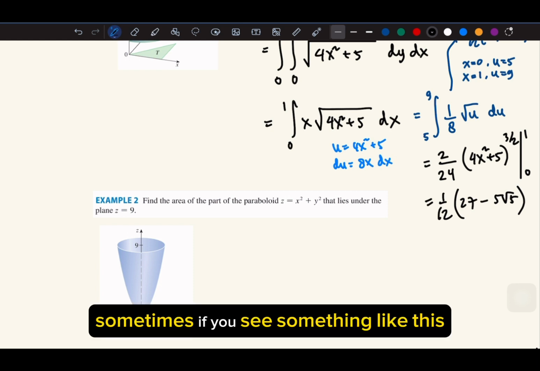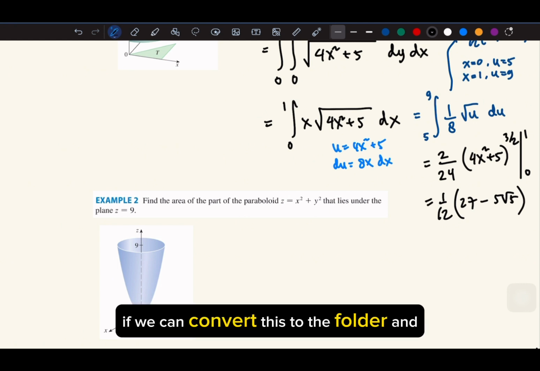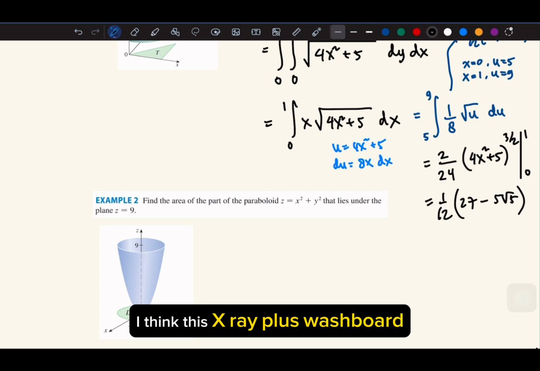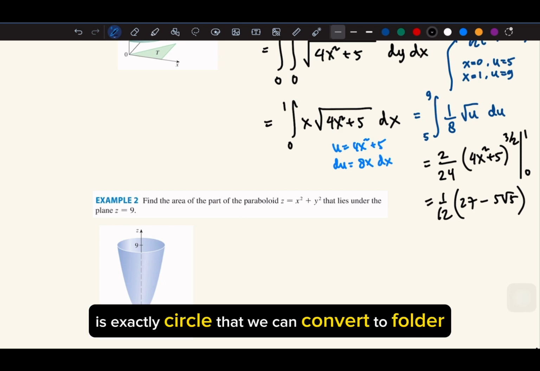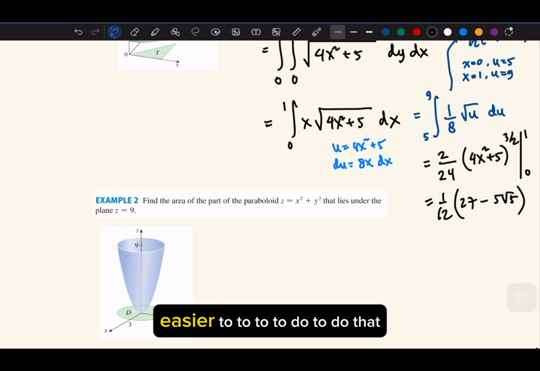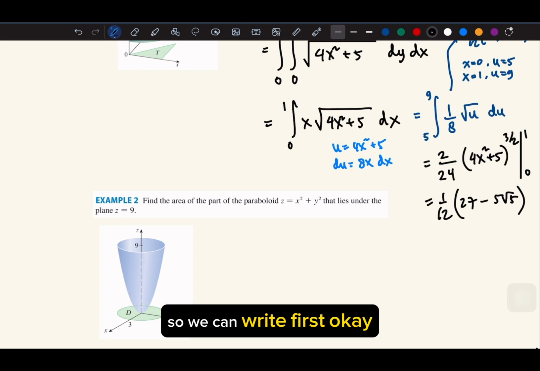So sometimes if you see something like this, or even from the function, if you think we can convert this to polar, and if it is easier, then we can convert it. I think this x squared plus y squared is exactly a circle that we can convert to polar, okay? And I think that will be easier. But before we convert to polar, we first write the surface area formula, okay?